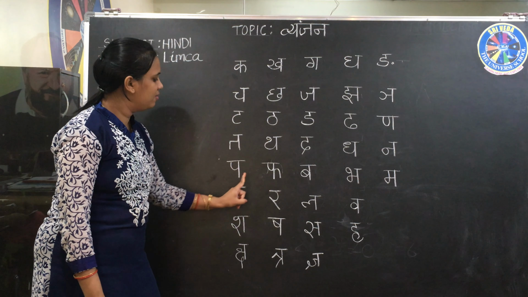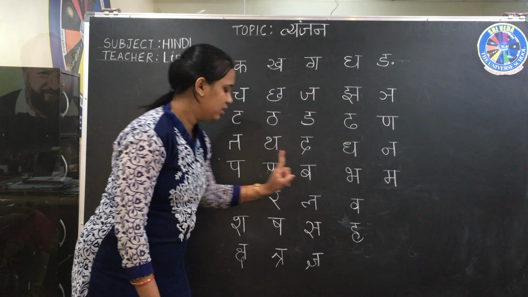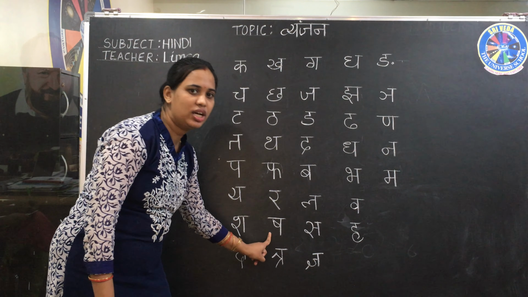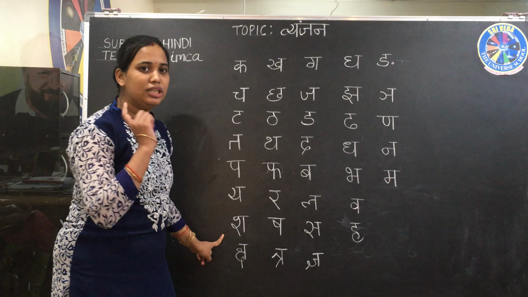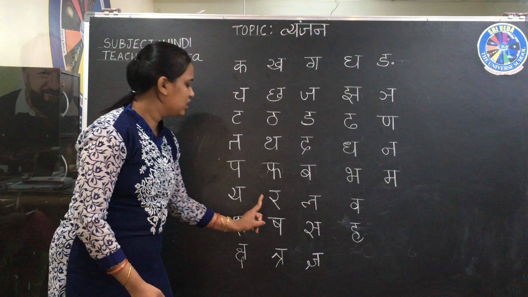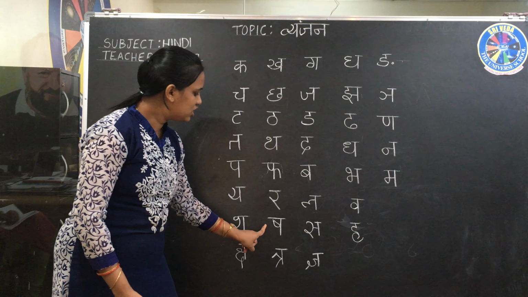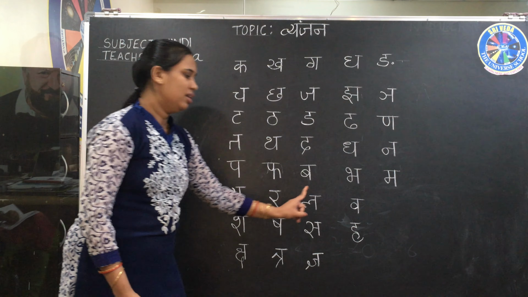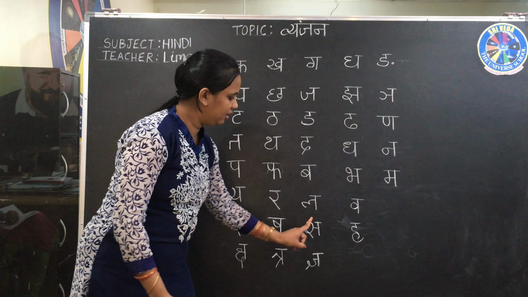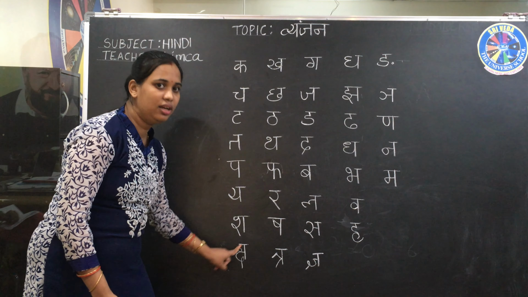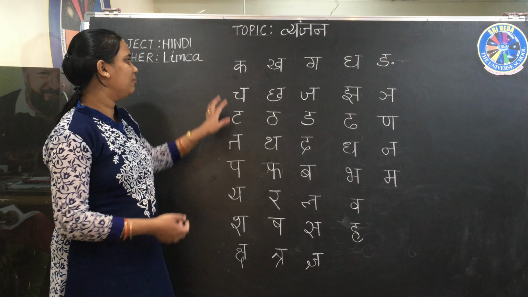Ya, ra, la, va. Sha, and this one, sa. Listen to the pronunciation. Sha. This is only sa. This is sha. Ha. Ksha, tra, gya. Okay, repeat once again with me.